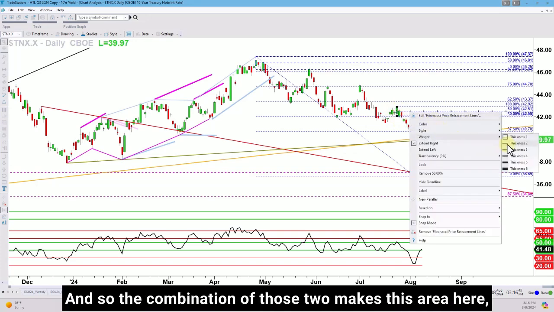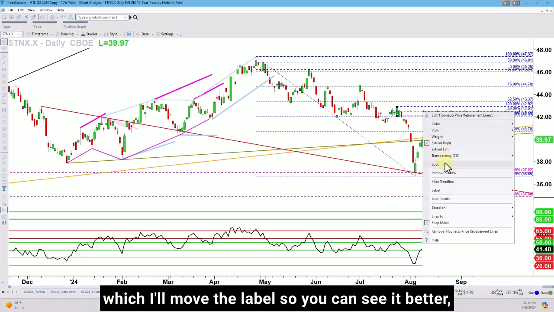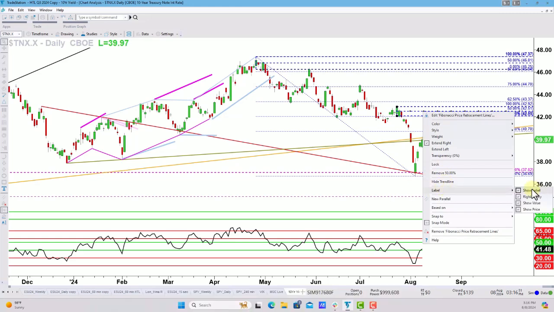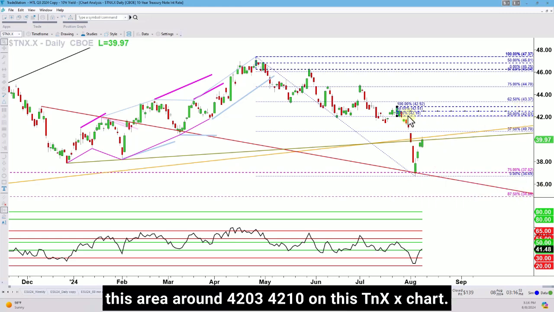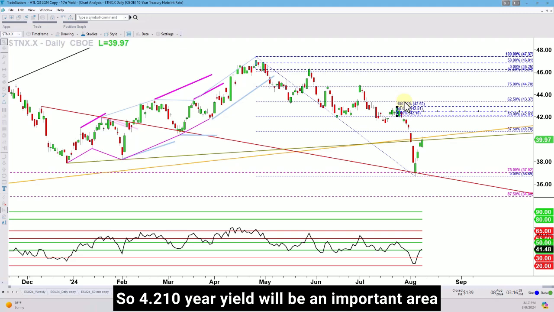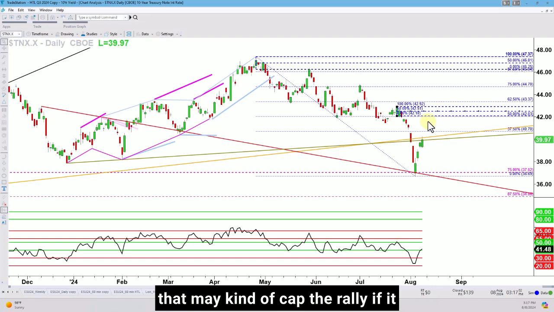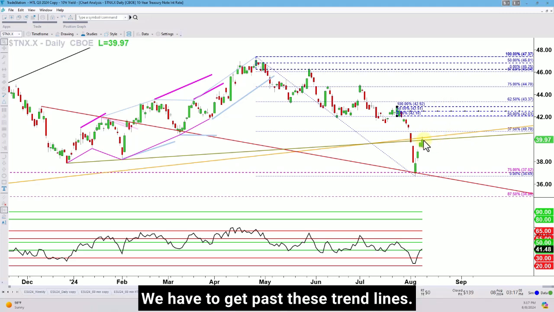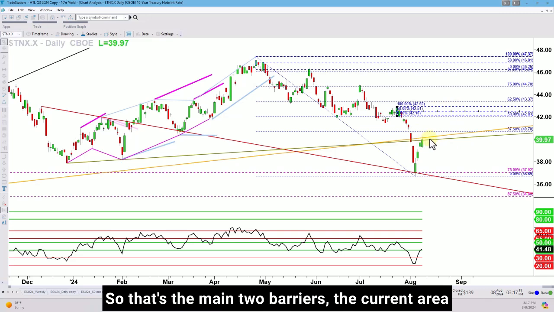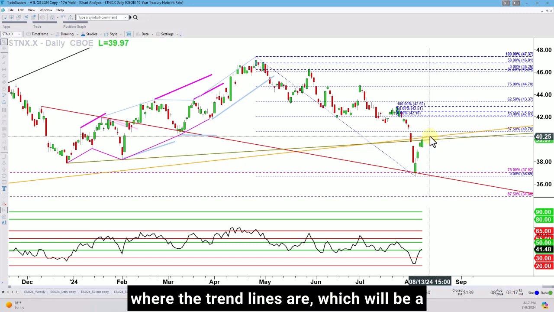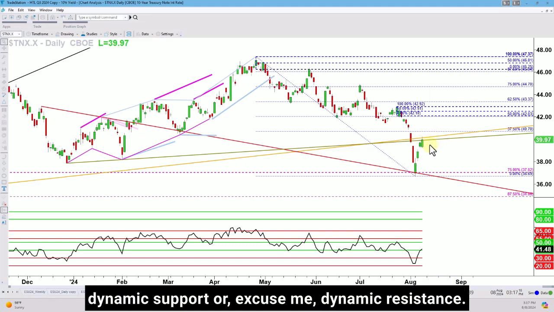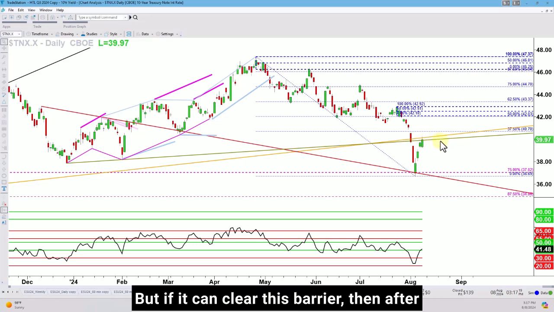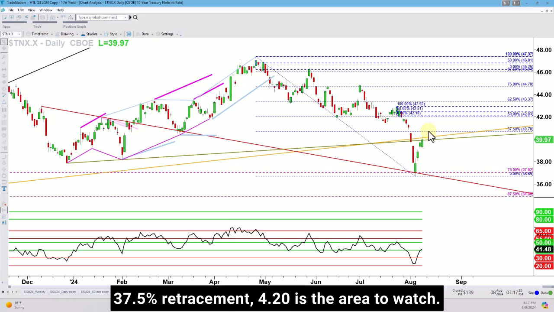And so the combination of those two makes this area here, which I'll move the label so you can see it better. This area around 42.03, 42.10 on this TNX chart, so a 4.2 10-year yield, will be an important area that may cap the rally if it keeps extending. Now, before we even get there, we have to get past these trend lines. So that's the main two barriers. The current area where the trend lines are will be a dynamic resistance. It's going to keep changing value every day. But if it can clear this barrier, then after the 37.5% retracement, 4.20 is the area to watch.